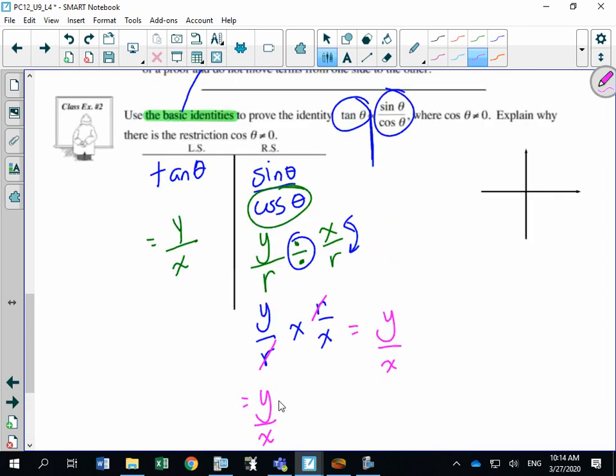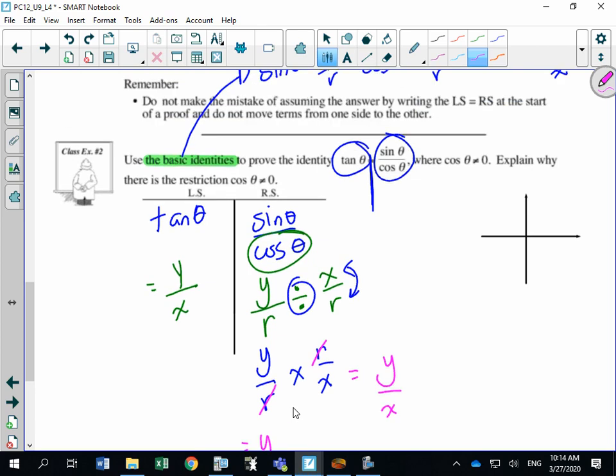The next lesson will be lesson 5, where we're going to be doing restrictions, and there is a restriction in here. I'll briefly talk about it now, but we'll really get into it in lesson 5. If I said, what would the restriction on sine over cos be? You would say, well, you could never divide by 0. So cos theta could never be equal to 0. That is my restriction. So when cos theta is equal to 0, this identity would be undefined.